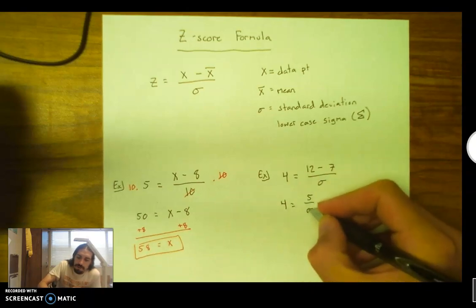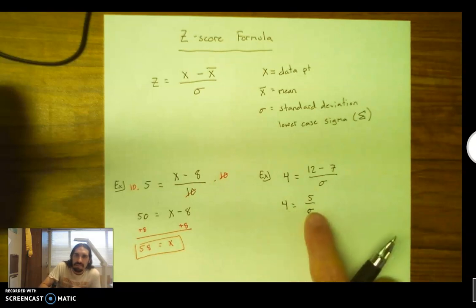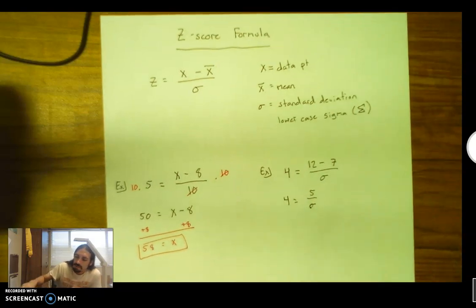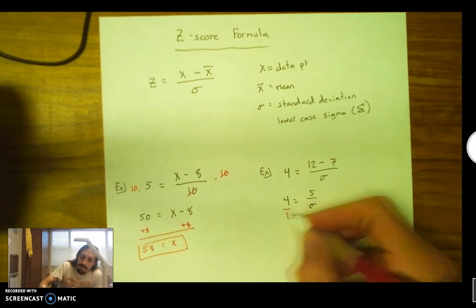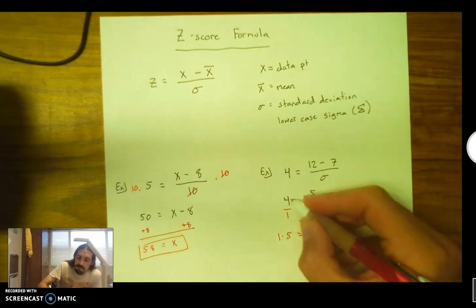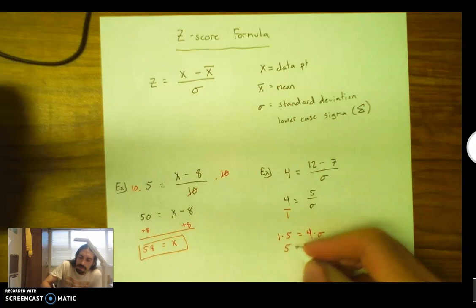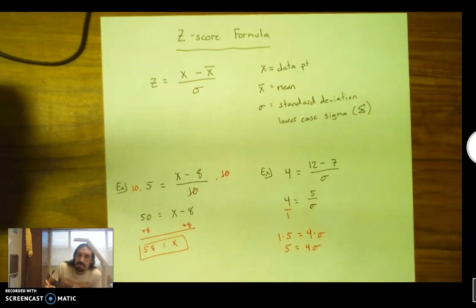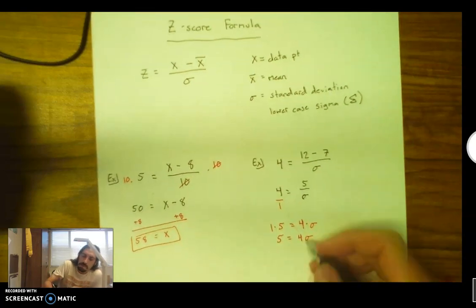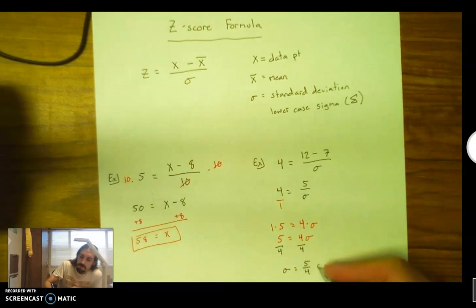And then at this point, you might be able to just kind of think about, well, if I want this to be a 4, I don't quite know what that is. You might use a cross-multiplying strategy, right? 1 times 5 must be equal to 4 times sigma, in which case you would have 5 is equal to 4 sigma. Divide both sides by 4, and so sigma is equal to 5/4, or 1.25.